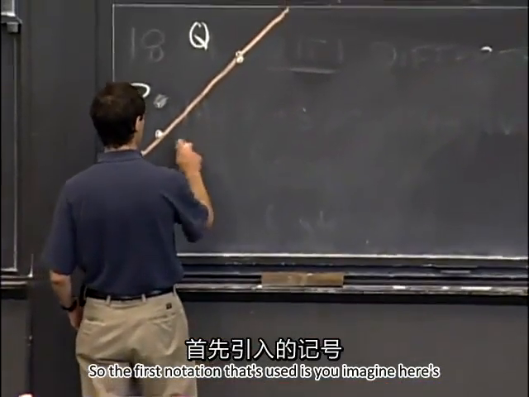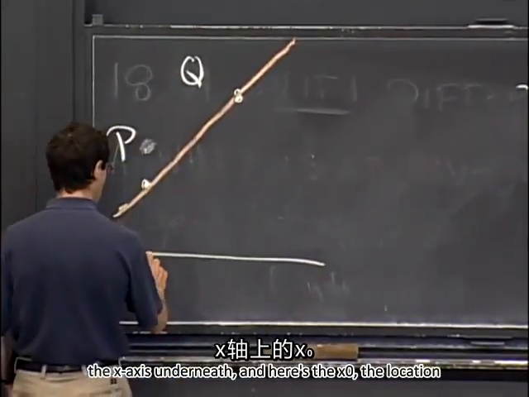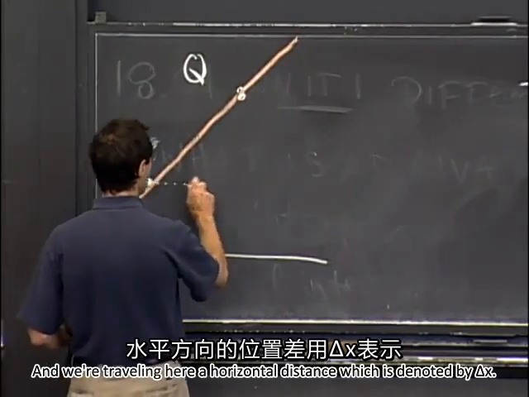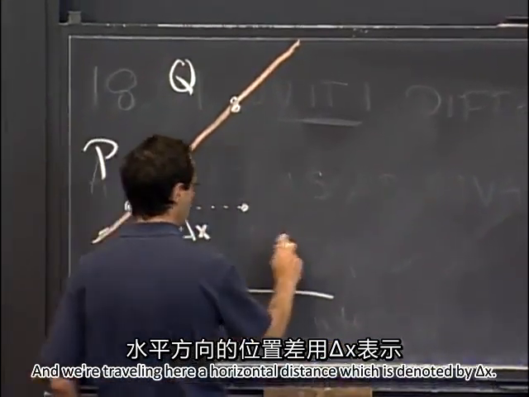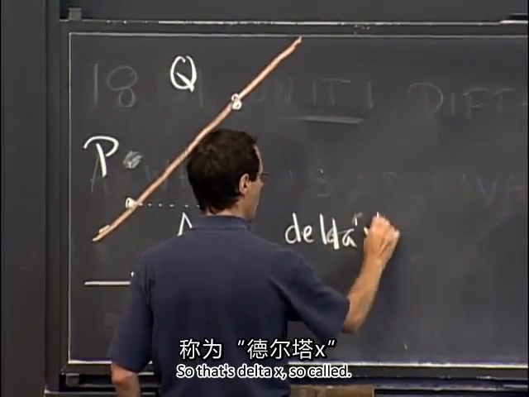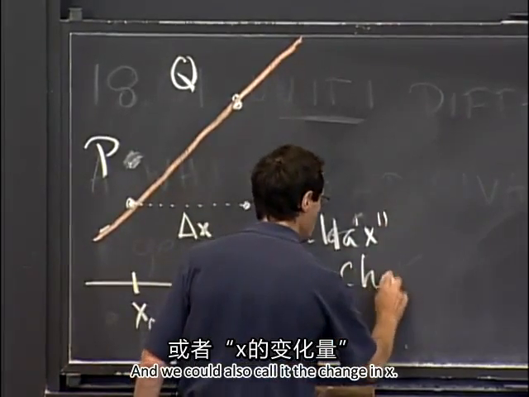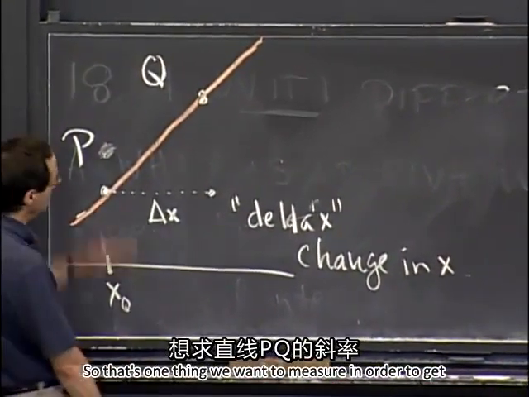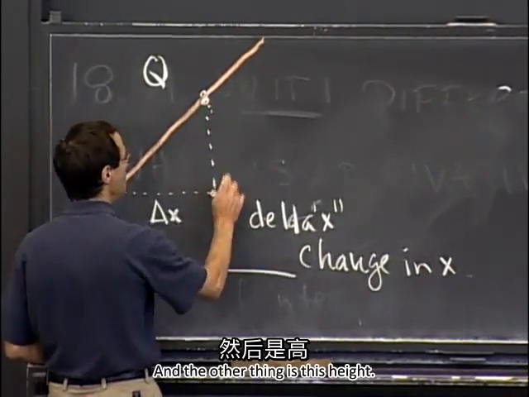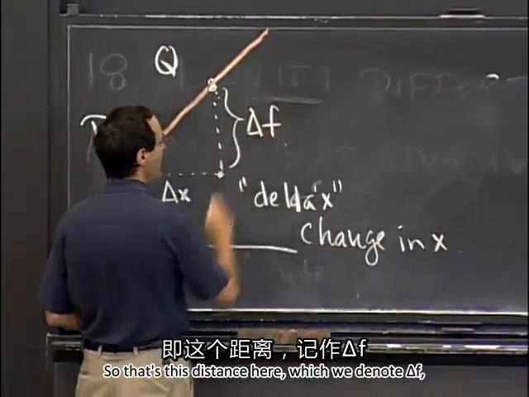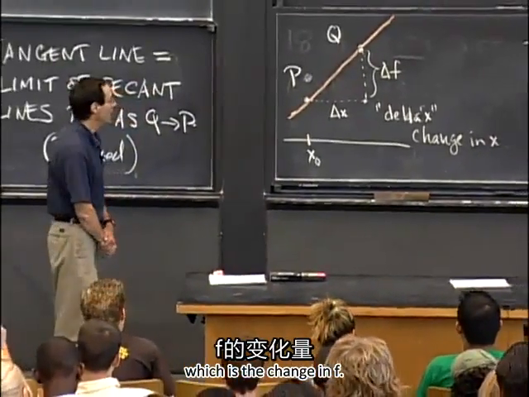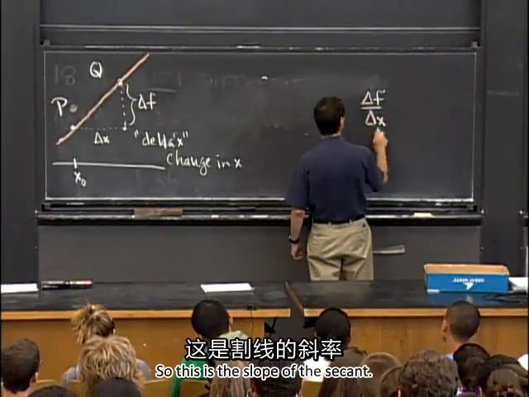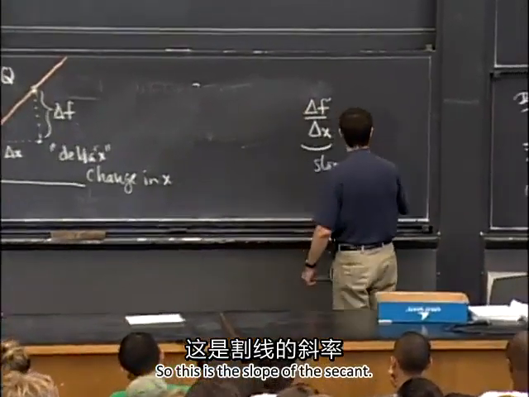So the first notation that's used is, you imagine here's the x-axis underneath, and here's the x0, the location directly below the point P. And we're traveling here a horizontal distance, which is denoted by delta x. So that's delta x, so-called. And we could also call it the change in x. All right, so that's one thing we want to measure in order to get the slope of this line PQ. And the other thing is this height. So that's this distance here, which we denote delta f, which is the change in f. And then the slope is just the ratio delta f over delta x. So this is the slope of the secant.